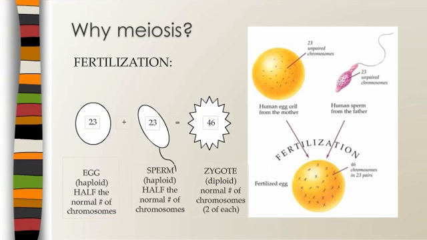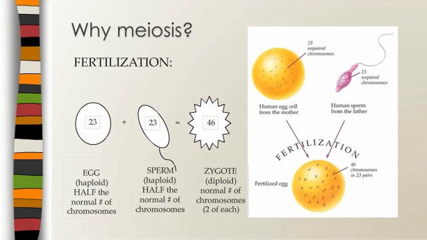Fertilization is simply the process of egg and sperm coming together. This is pictured here for you. When a sperm cell connects with an egg cell, that is called fertilization, and the DNA of those 2 cells is mixed up. So we start with the egg cell.